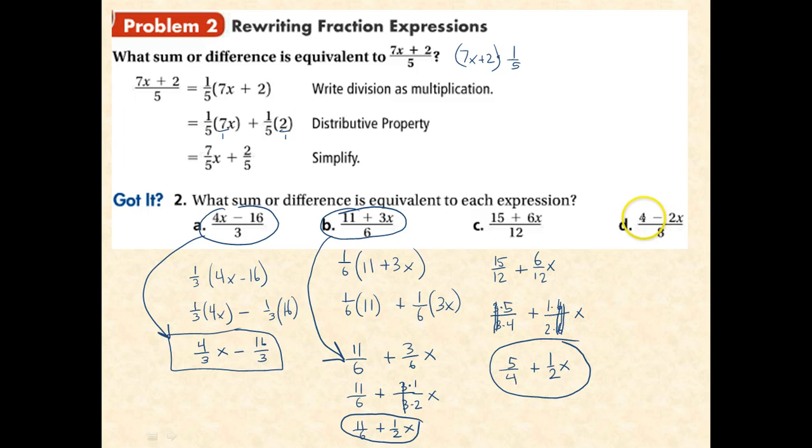Over here, 4 over 8 minus 2 over 8x. 4 over 8 reduces. That's 1 times 4 over 2 times 4. 4 divided by 4 is 1. And then over here, this will reduce also. 1 times 2 over 4 times 2. And 2 divided by 2 is 1. So I got 1/2 minus 1/4x.